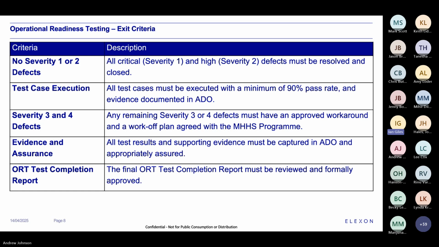So here's our exit criteria. Again, I'm going to say this a lot this meeting: this is detailed in the approach document we sent out for consultation, but it pretty much aligns with the exit criteria we were following for SIT testing, in terms of no SEV1 or SEV2 defects. It gives you the criteria on SEV 3 and SEV 4 and defines what evidence and assurance needs to be done here. Then at the end of testing we will issue a test completion report. Okay, next slide, Andrew, please.